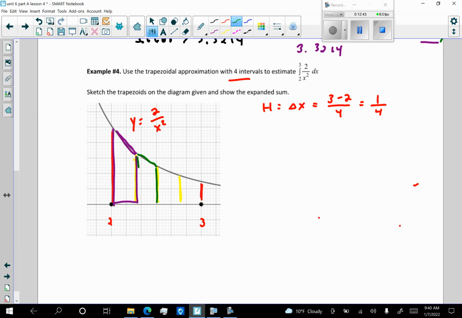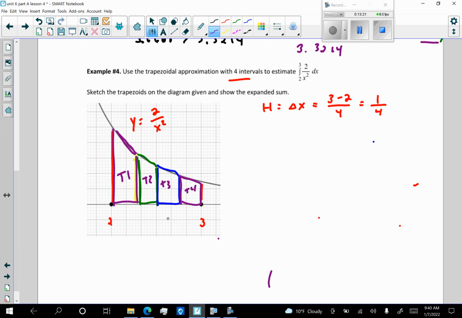And the other thing I'm going to say as I sketch these 4 trapezoids is that since this graph is concave up, and it's really hard to see, these segments that connect the top bases of the trapezoids are going to be above. So when I do my estimation with 4 trapezoids, it's going to be greater than the actual definite integral. So here's my 4 trapezoids. Trapezoid 1, T2, T3, T4.